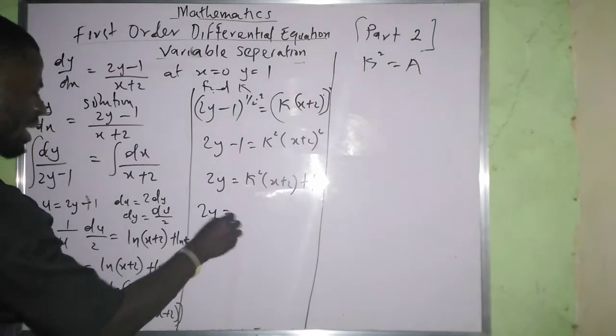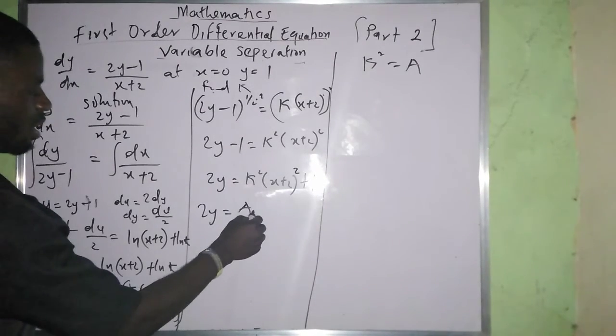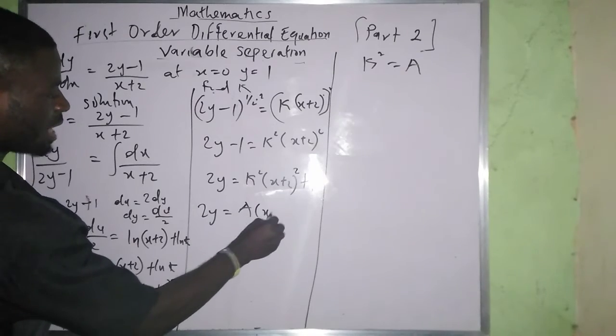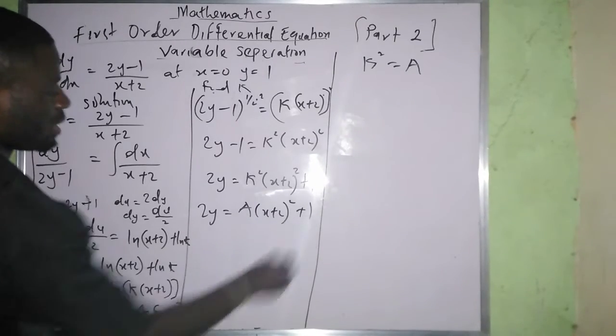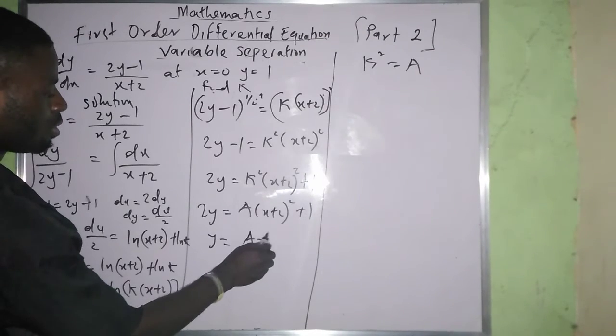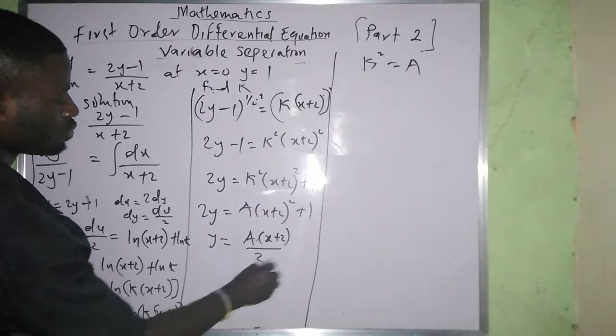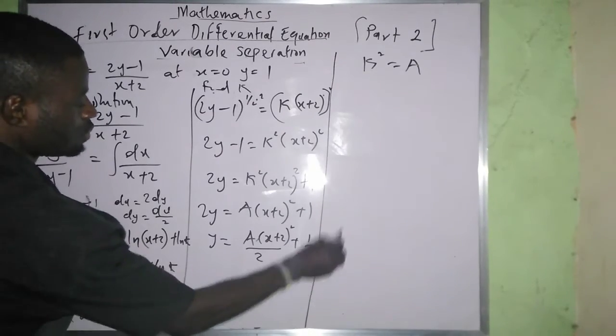I can say that 2y equals a bracket of (x plus 2) all squared, plus 1. Dividing all through by 2, I'll be having y equals a bracket of (x plus 2) all over 2 squared plus 1 all over 2.